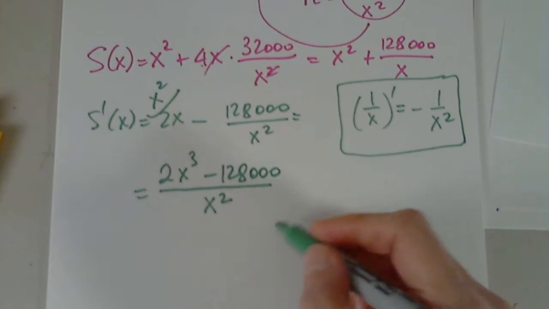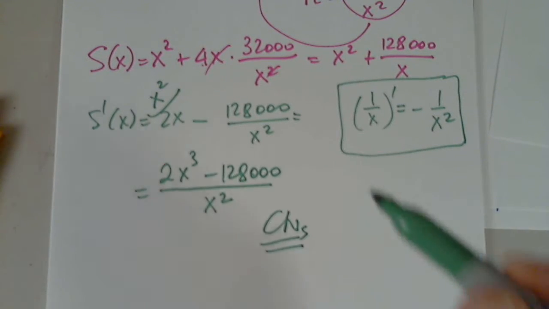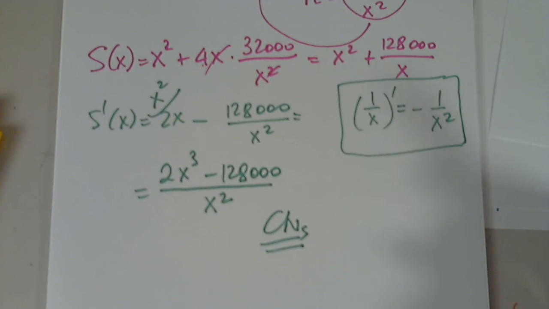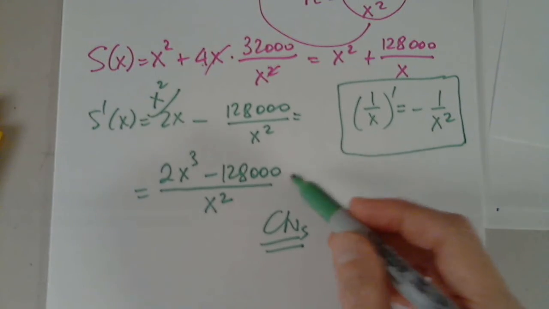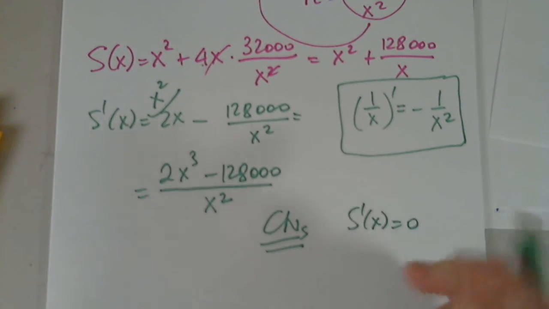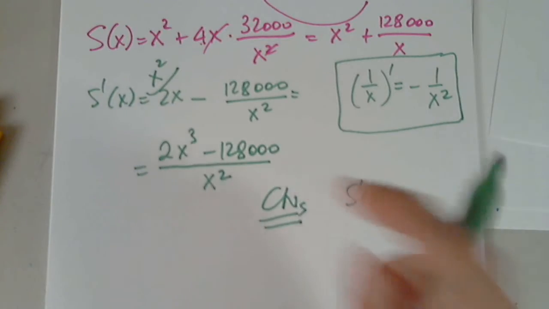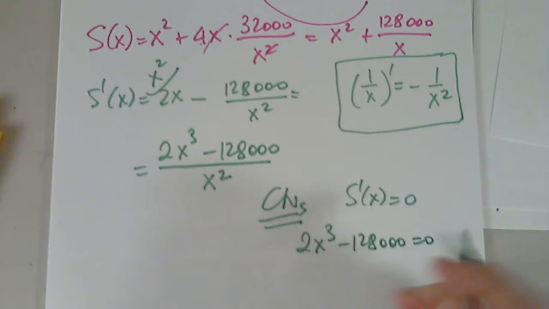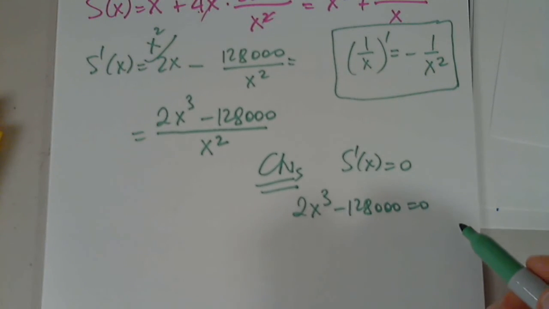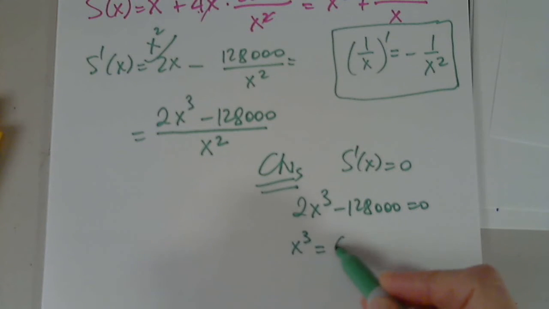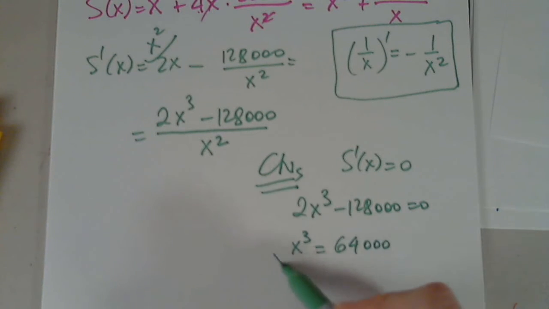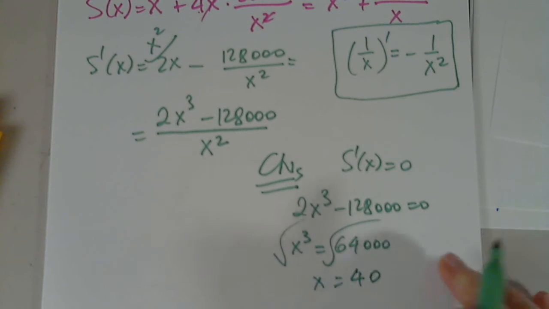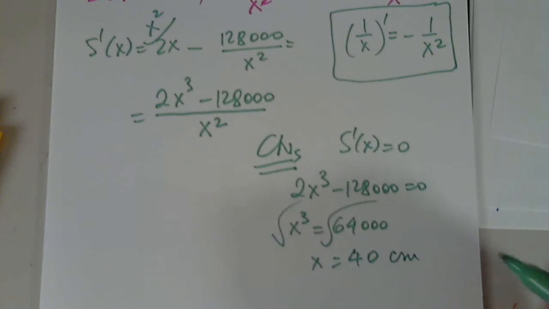Critical numbers do not come from the function being undefined, because x cannot be 0. But they come from S prime being 0, when the numerator is 0. 2x cubed minus 128,000 equals 0. I'm going to divide by 2. I get x cubed equals 64,000. Nice. And I get x equals 40. And that's in centimeters.